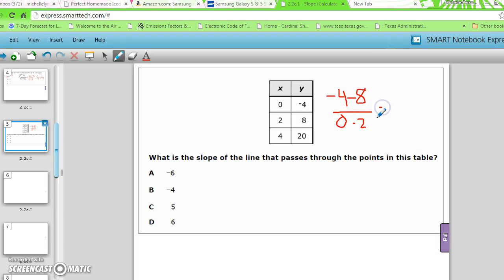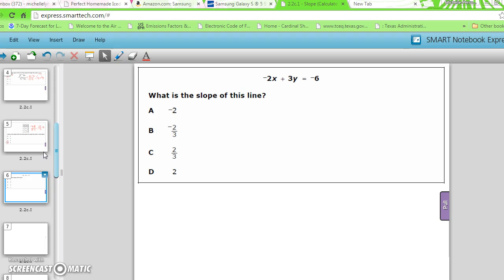Okay, negative 4 minus negative 8 will be negative 12. 0 over negative 2 is going to be negative 2. Your calculator automatically simplified this for you, and you will get positive 6. Okay, so it's that easy.